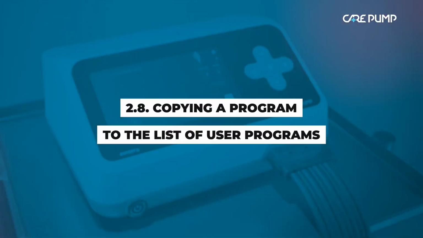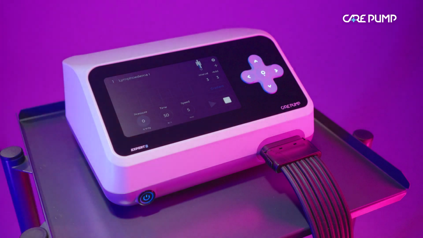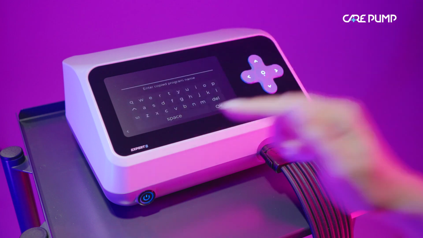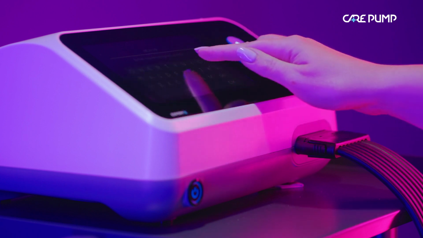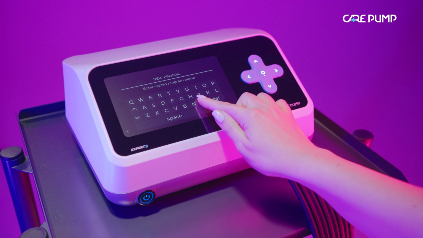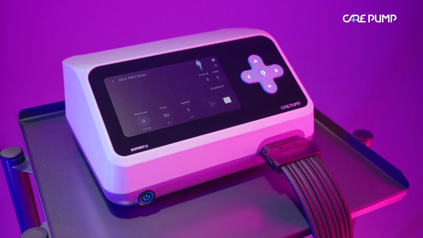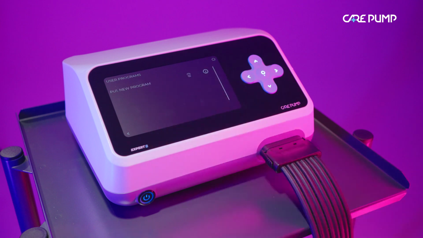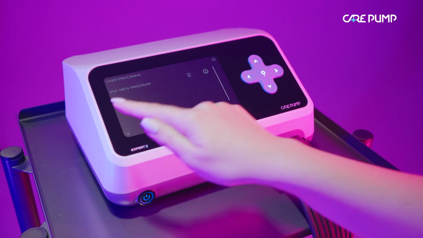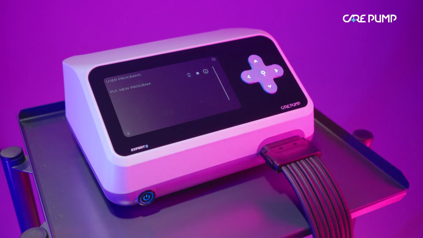Copying a program to the list of user programs. To add the selected program to the list of user programs, use plus icon in the upper right corner of the screen. A keyboard will appear on the screen with which you can set a name for the copied program. By touching Information icon, you can check the course and parameters for the copied program. And by selecting Star icon, you can add it to your favorites.